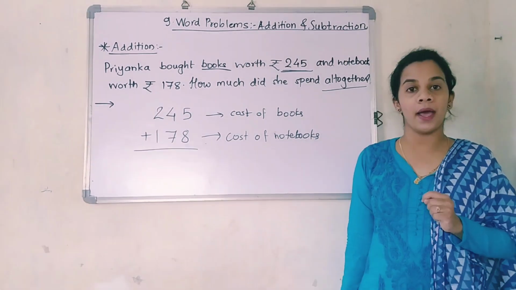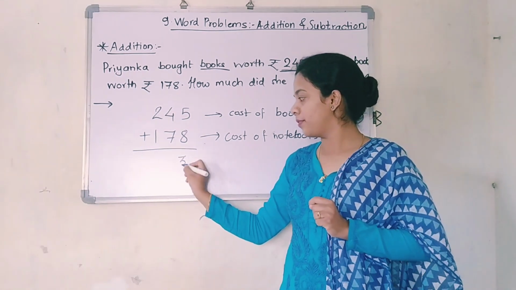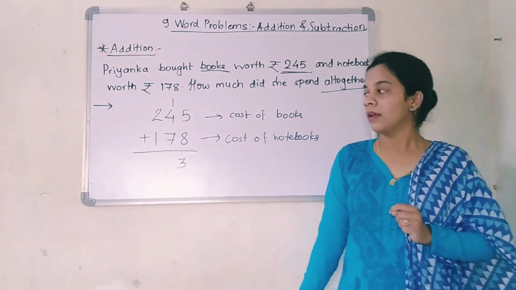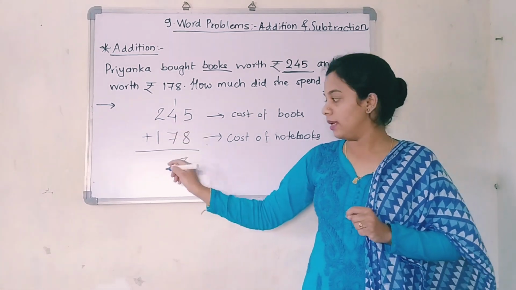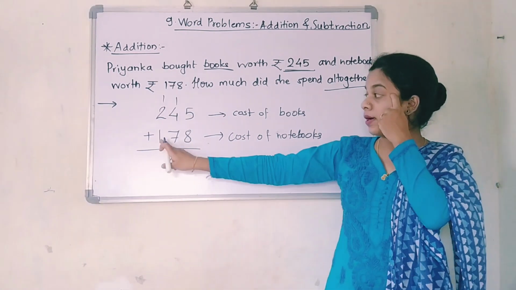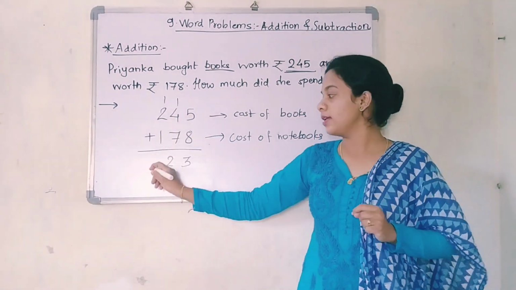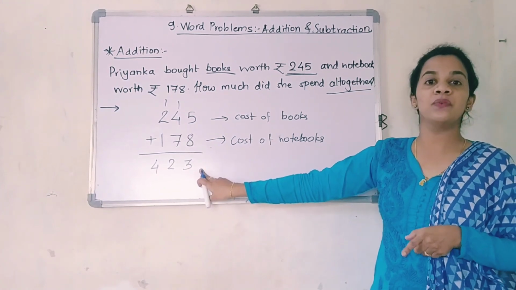Now we are going to add it. 5 plus 8 is what? Yes, 13. So I am going to write 3 over here. 1 carried. 7 plus 4 is 11. 11 plus 1 is 12. So 2 will be here and 1 will be carried upwards. Now 1 plus 2 is 3. 3 plus 1 is 4. So how much money she has spent here? You can see it is 423.